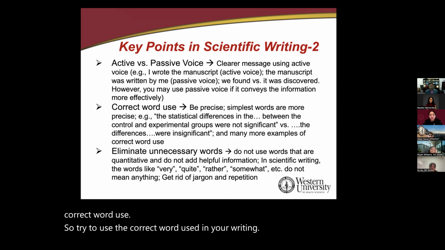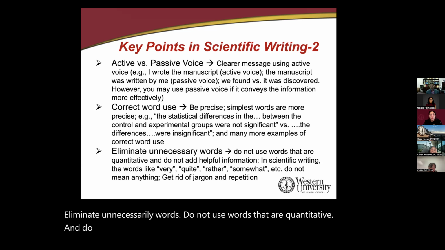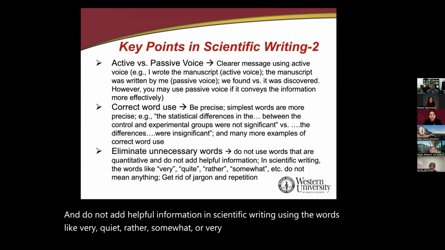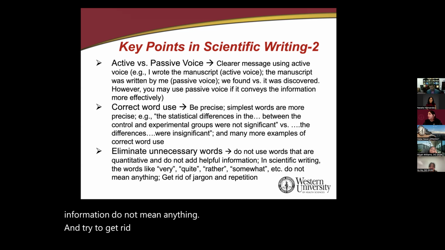Eliminate unnecessary words. Do not use words that are quantitative and do not add helpful information. In scientific writing, words like very, quite, rather, somewhat are vague and do not really give much information. Try to get rid of jargon and repetition as much as possible from your writing.